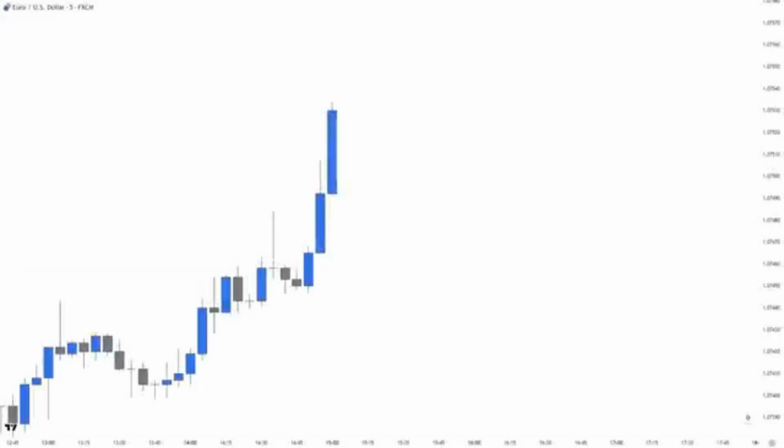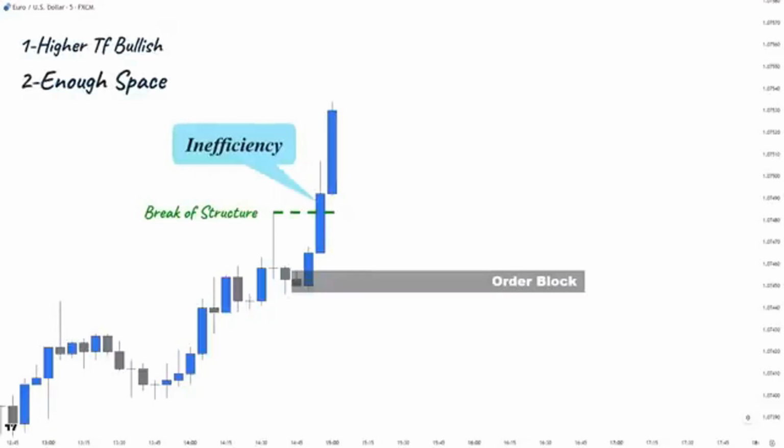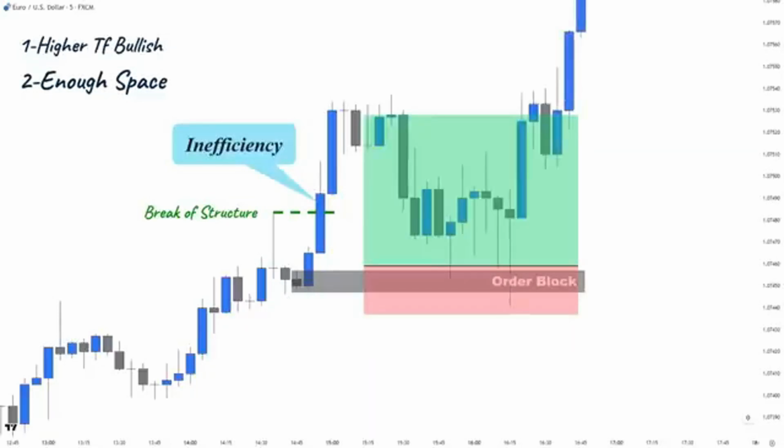Here on the Euro-Dollar 5 minutes chart, we have an uptrend. The latest move has created a clean inefficiency and market structure break, leaving behind a tight order block zone. Our higher time frame direction is bullish, and we have enough room to reach the next key level. So we place our buy limit a spread size above the order block and set our stop below the zone. Remember that whenever you have a tight order block zone like this, use a wider stop loss. In the case of large zones, you could place your stop a bit below the order block.